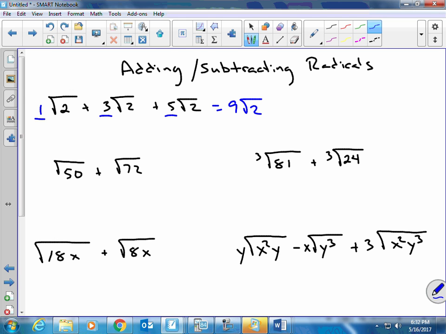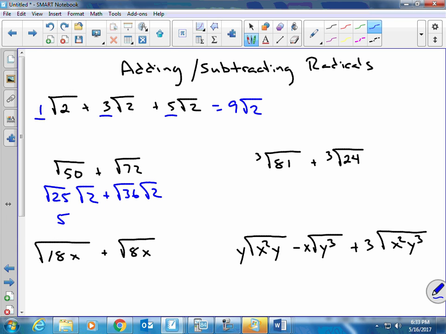What if what's inside isn't the same? What if it's the square root of 50 plus the square root of 72? Now what? Well, now I got to make them the same. How do I do that? I simplify radicals. So what perfect square goes into 50? Well, I can break this down into 25 and 2. What about 72? Well, I can break that down into 36 and 2.